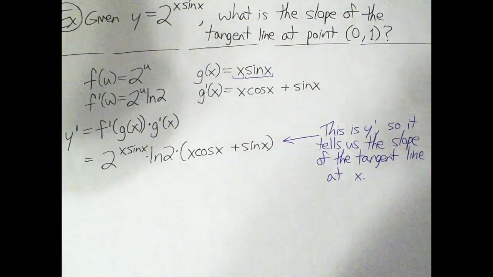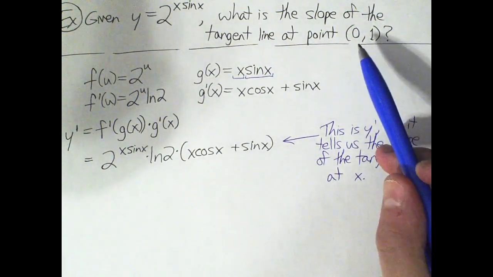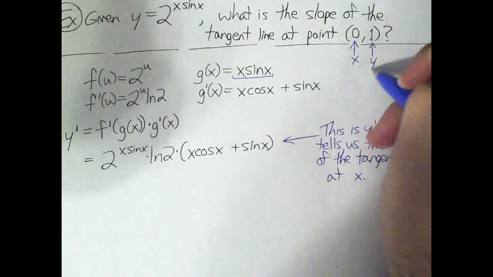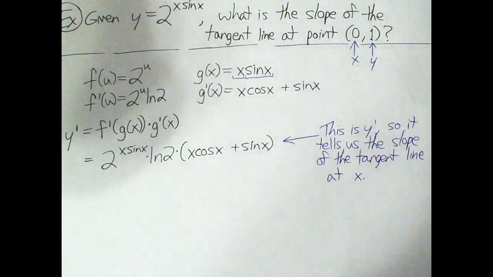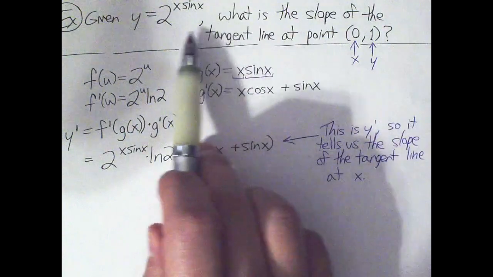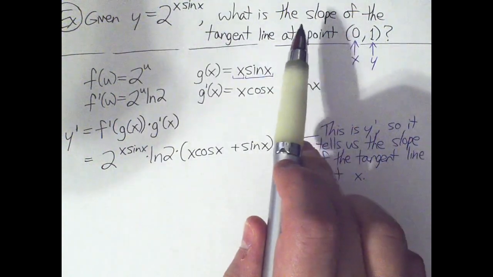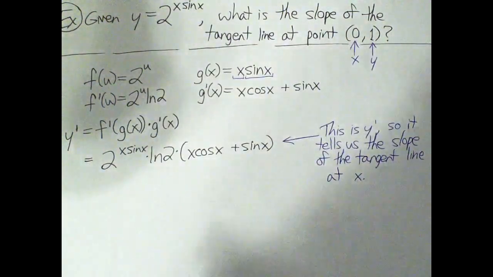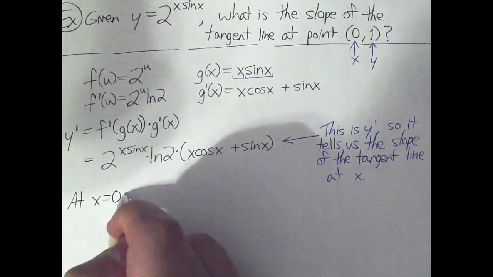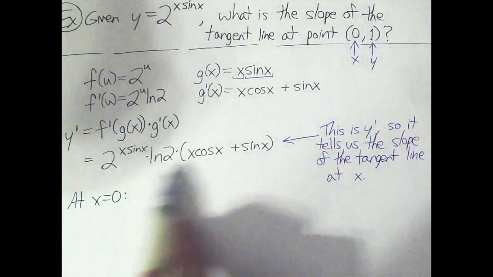What x value do we want? We want this, right? We were given the point. This is our point of interest. There's x, there's y. It turns out we don't even need y. We didn't even need 0, 1. The problem could have just said at the x value 0, because that's all we really need. We're going to use x equals 0. We're going to put 0 into this.